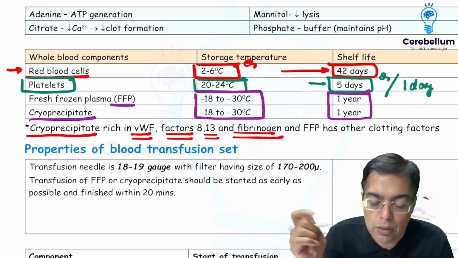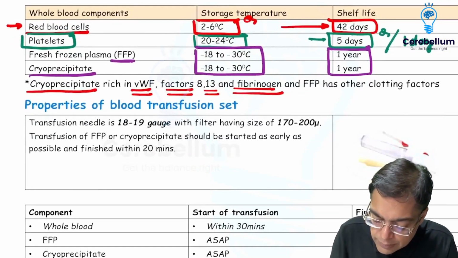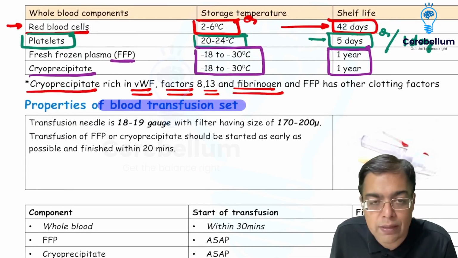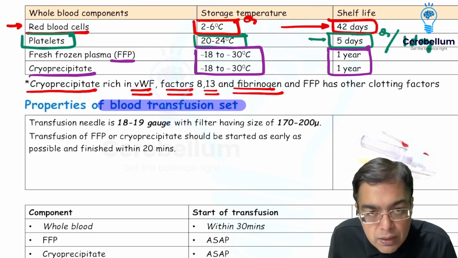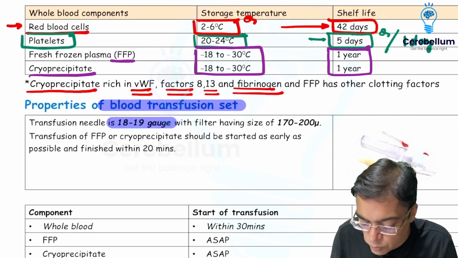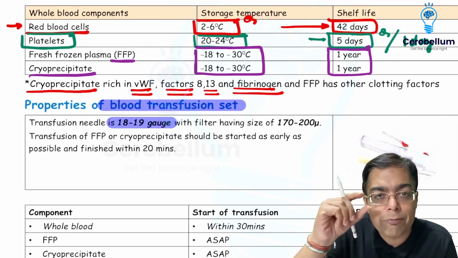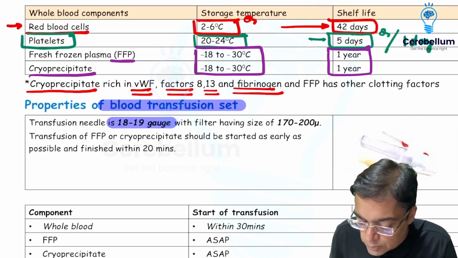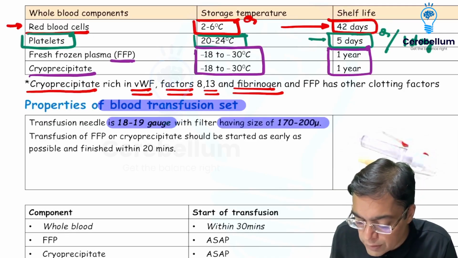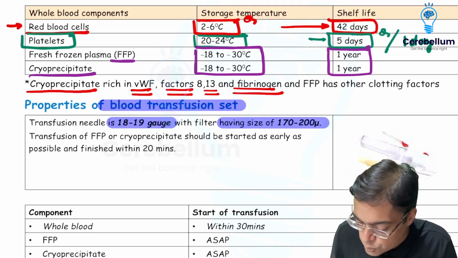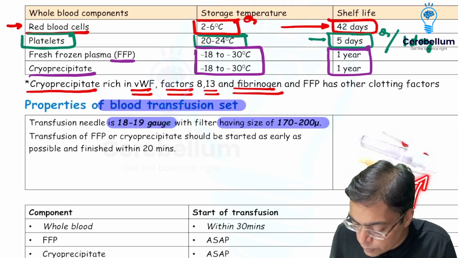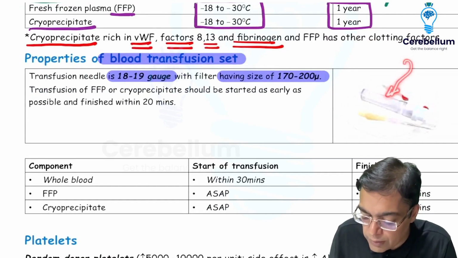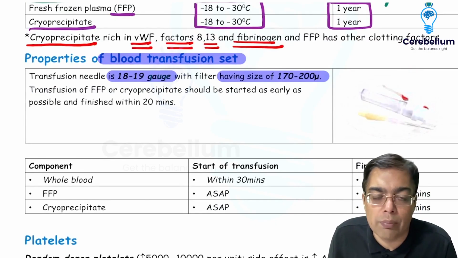As and when we wish to carry out a blood transfusion, it would obviously be done with the help of a blood transfusion set. You would be requiring a needle in it, which most of you have seen yourself, 18 to 19 gauge. It also has a filter, so that if there is a small clot which is produced, then that should be removed. The filter is going to have a size of 170 to 200 microns. So the needle is 18 to 19 gauge, and what you have over here is a filter of 170 to 200 microns.